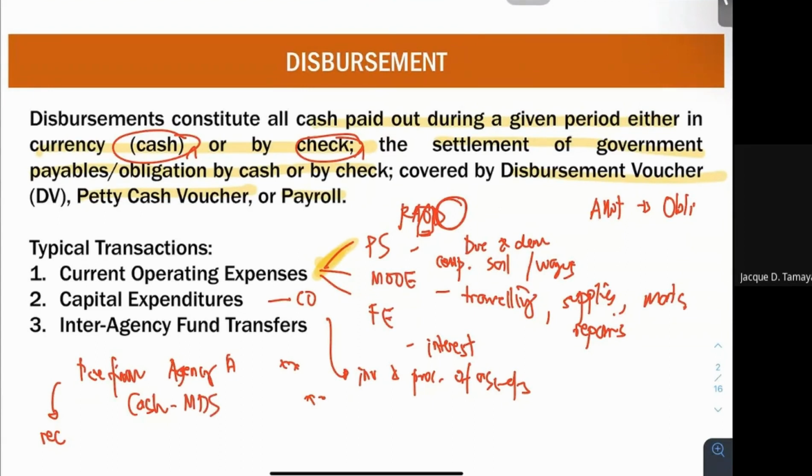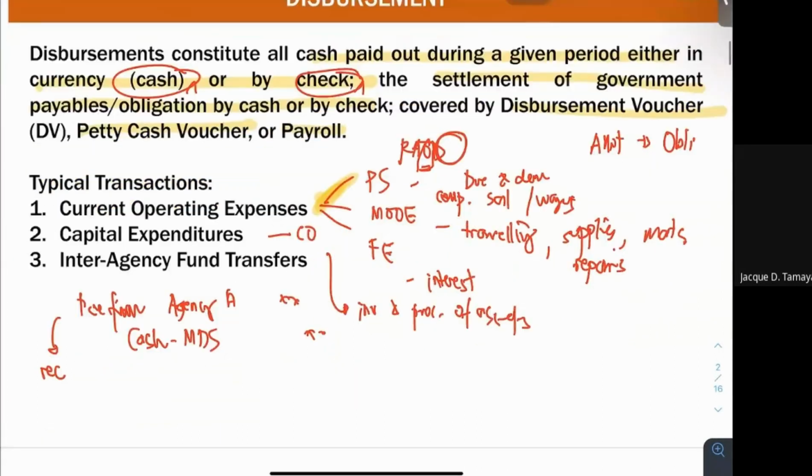Okay, depending on whether that is through cash, you can pay your agency through a check. You can also pay through commercial check. We will discuss that later as we go through the different modes of disbursement. But what is clear now in our disbursement is that we must pay out cash, and normally the transactions are within your RAOD: PS, MOOE, FE, and your CO. One thing that is not within those items is whenever we realign our fund and give it to other agency. We call that your interagency fund transfers.